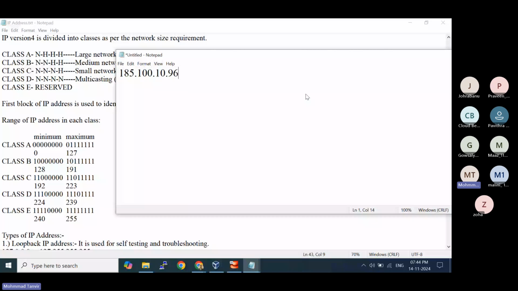Okay. Now the next. Are both the IP addresses in the same network or a different network?